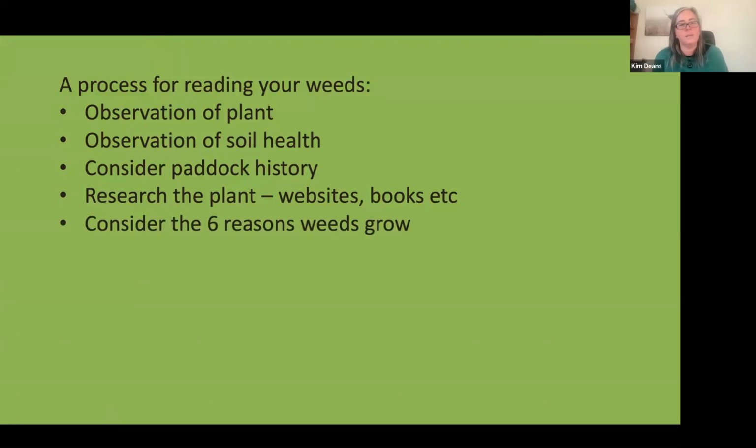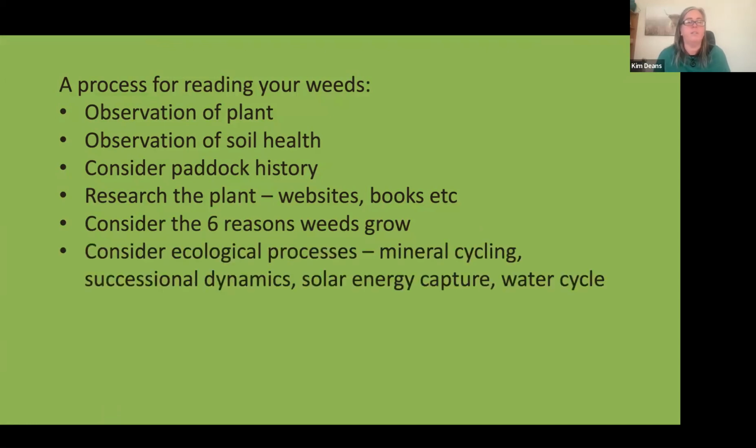Consider those six reasons weeds grow as well. Is it fulfilling those roles in the system? Consider the ecological processes that we've talked a little bit about. Successional dynamics is really helpful to see where your soil is at in successional terms, but it's also thinking about what it's doing with mineral cycling. Is it solar energy capture? Something's got to be there to photosynthesize, and if the background's bare, nature's going to put it there. And also it's helping to rebuild soil health and improve the water cycle. All of those things could be coming into that weed in your place. What's it trying to do there?